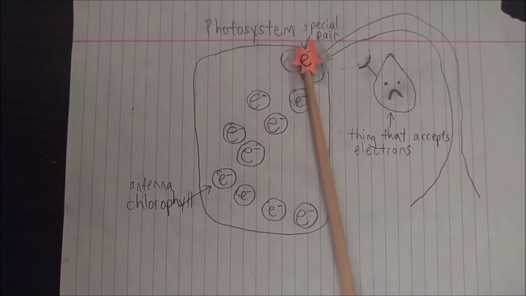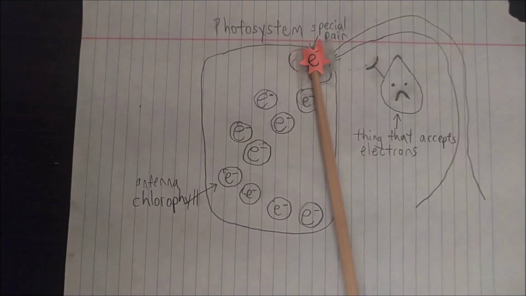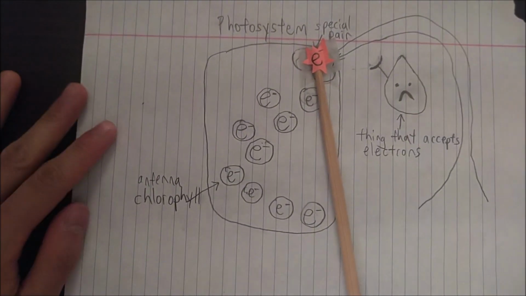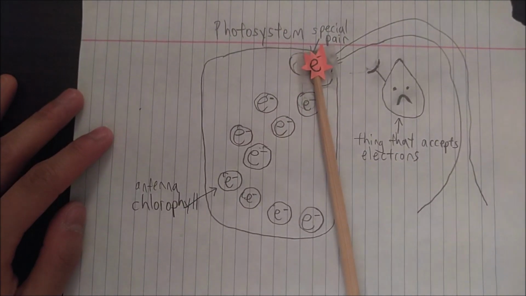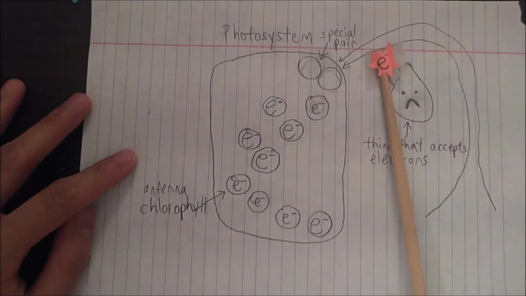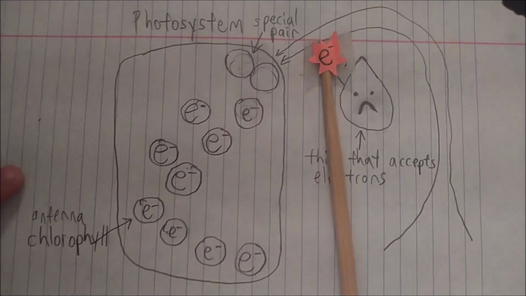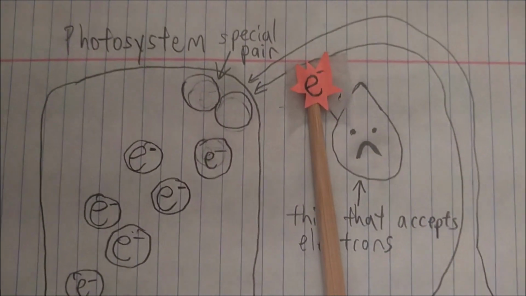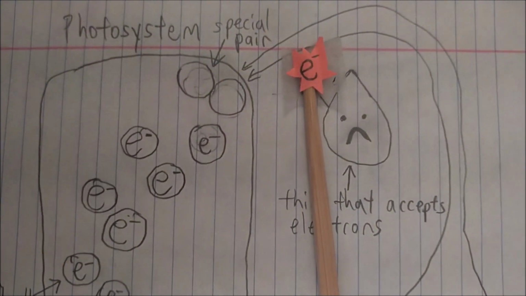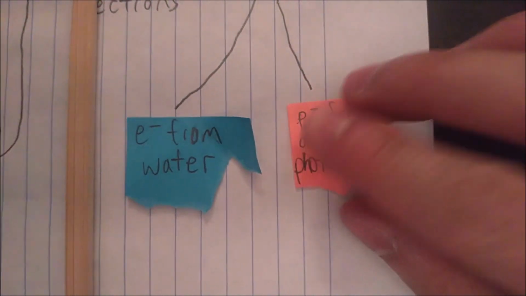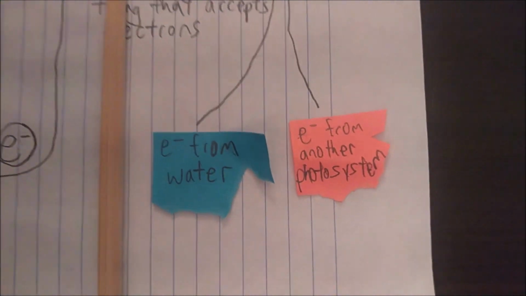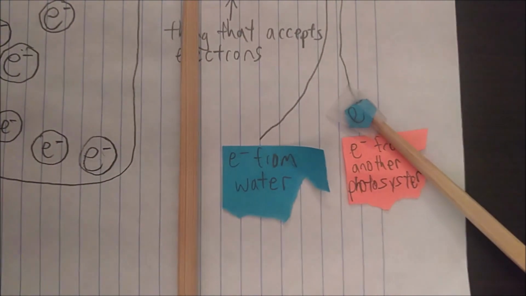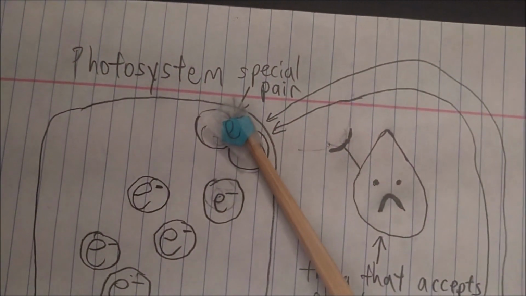So at our special pair, what it passes on is not energy, but the electron itself. And this is the electron in its fully excited state, and it passes it on to something that accepts electrons. But now we see that our special pair of chlorophyll is missing an electron, and that needs to be replaced from somewhere. For chloroplasts, this comes from two sources. The electron can come from water, or the electron might come from another photosystem. So a non-excited electron is passed from over here to our special pair, and now the process can repeat all over again.